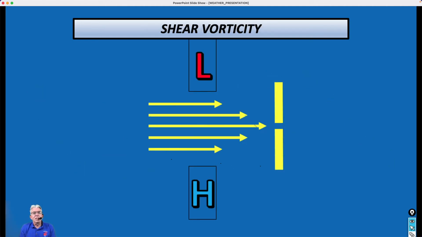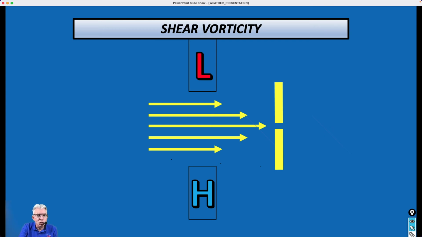Okay, now let's talk about shear vorticity. Last but not least, supposing we have a low to the north, a high to the south, and we've got the jet stream in the middle. So the strongest winds are right in the middle of that area between the low and the high, and then the winds decrease both to the north and to the south.